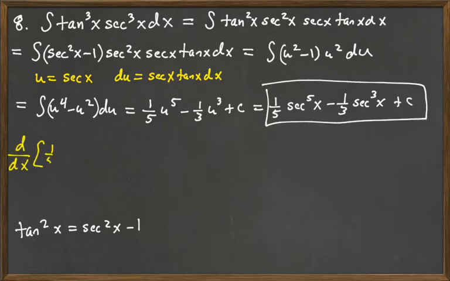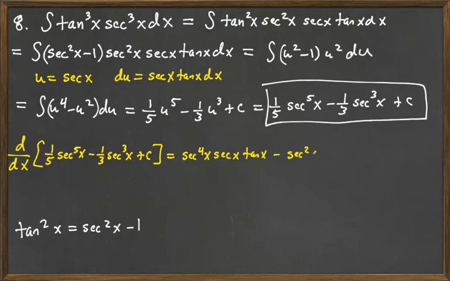If we want to verify that that is the correct antiderivative, we'll go ahead and take the derivative of it. That's going to be secant to the 4th x, and then chain rule, secant x tangent x, minus secant squared x, chain rule, secant x tangent x. Okay, we're going to factor out a secant squared and a secant x tangent x.